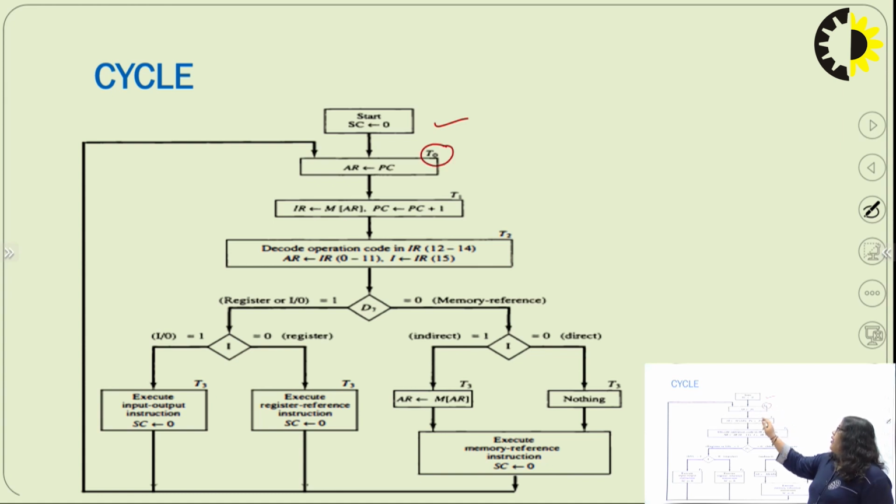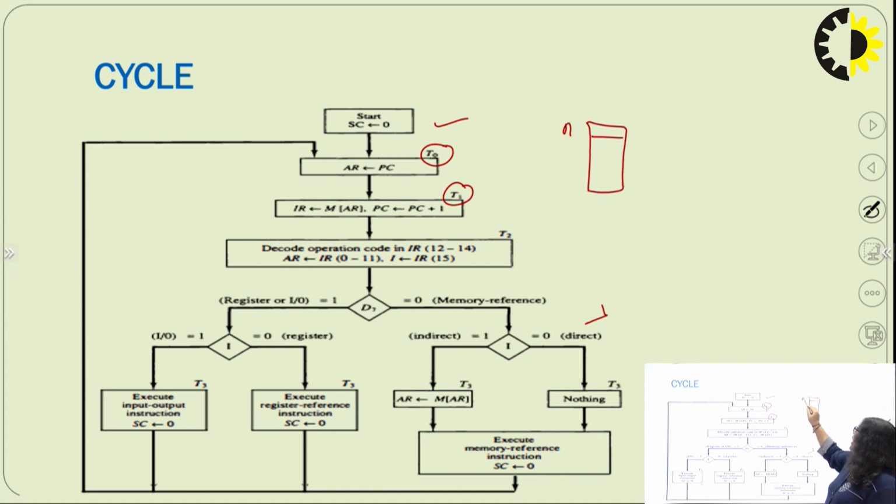At time T0, the PC holds the address, that is AR. It is the address of the first instruction. At time T1, PC goes to PC plus 1, so PC holds the address of the next instruction, and M of AR transfers to IR. That means the content of the address, suppose this is the memory, this is AR, and the value of AR is 0, 0, and the content of this is 1, 0, 0, 1. So in IR, the content of AR, that is 1, 0, 0, 1, transfers to the IR, right?